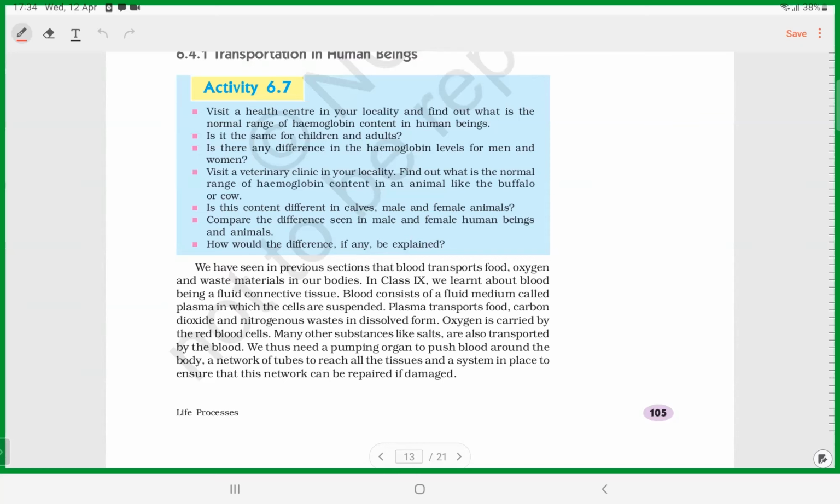Okay, part 1, chapter 2. Now we'll start with transportation and excretion. Okay, we'll start.